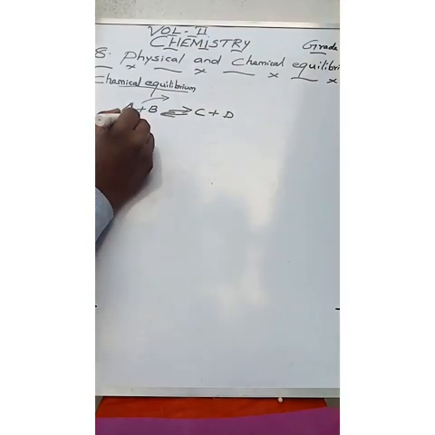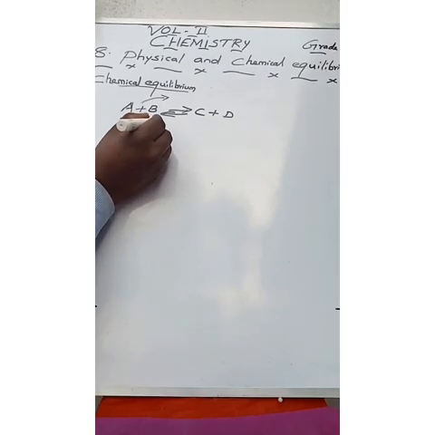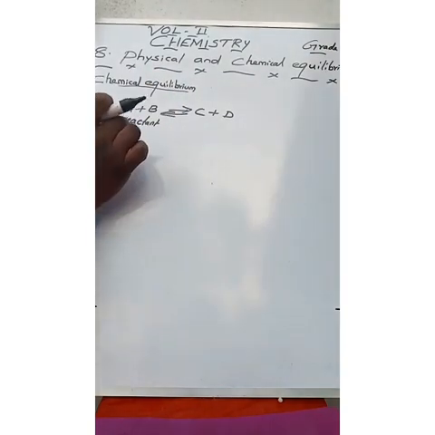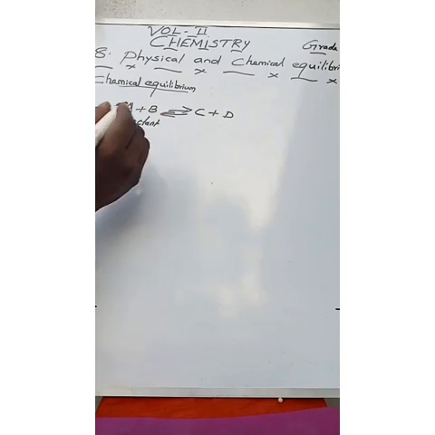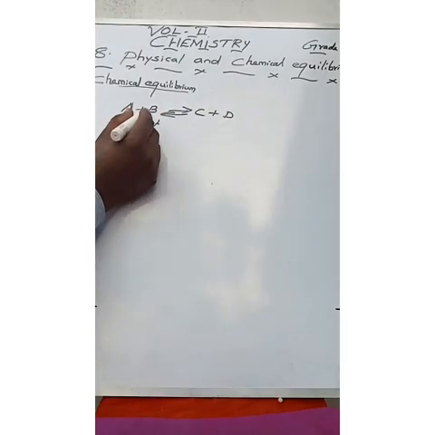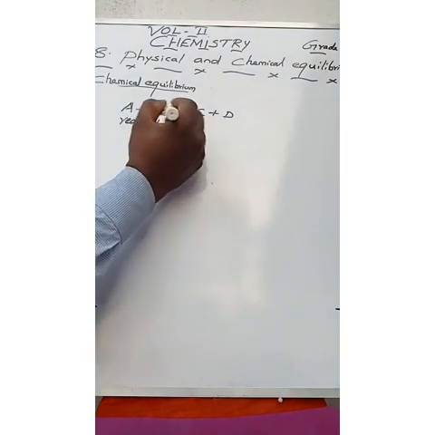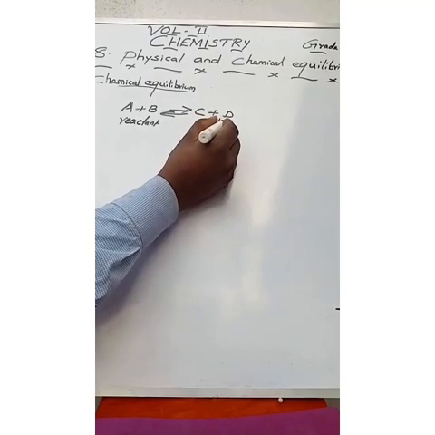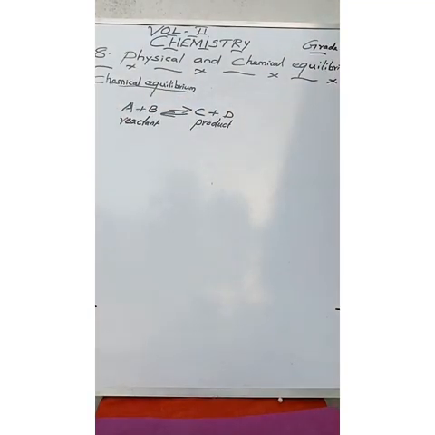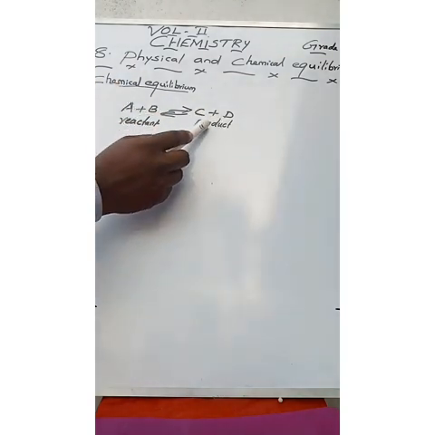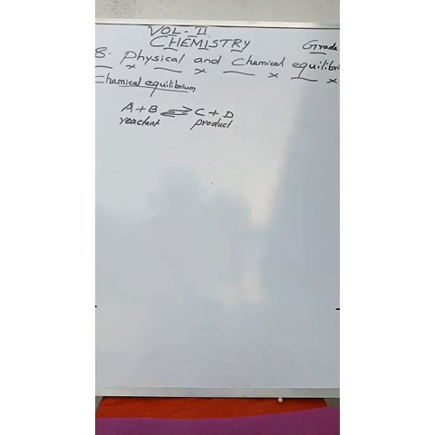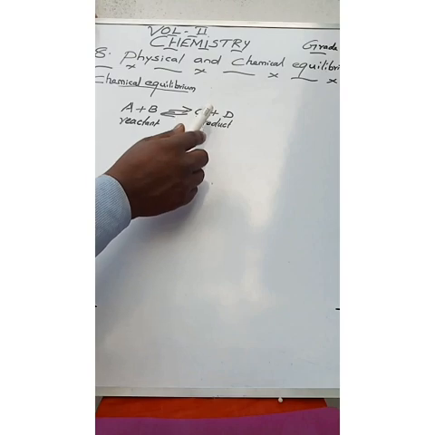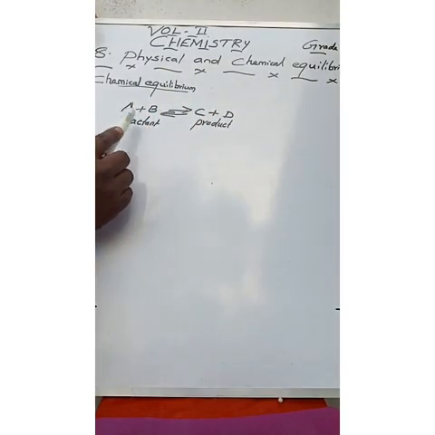Here initially, the reactants A and B are present. Soon after, a few molecules of the products C and D are formed. So that is the forward reaction. A plus B gives C plus D. This is a forward reaction. The reaction proceeds forward, and that is what we call the forward reaction.